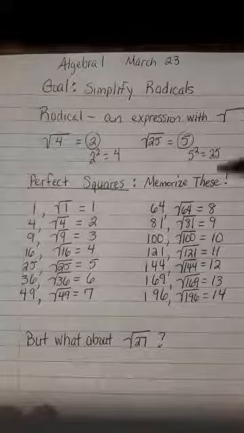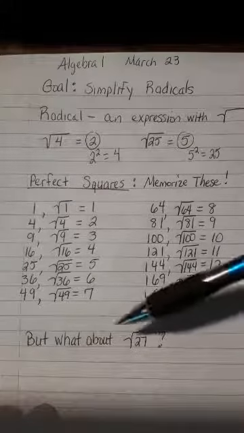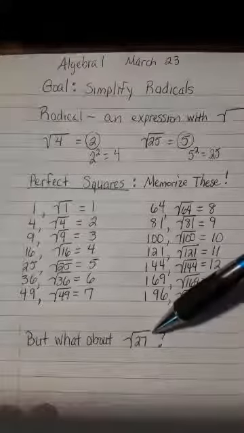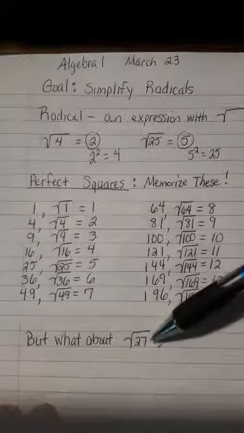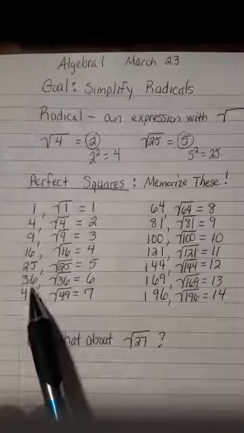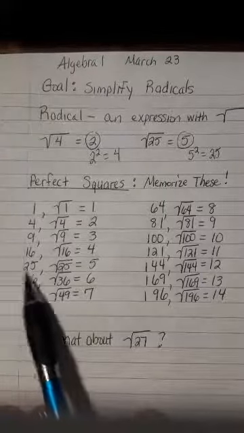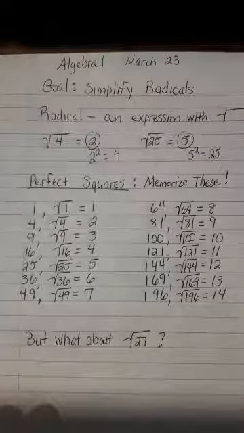Now, what if you were told to find the square root of 27? And 27, that's not a perfect square. As you can see, we go from 25 to 36. 27's in there, and it's not a perfect square.